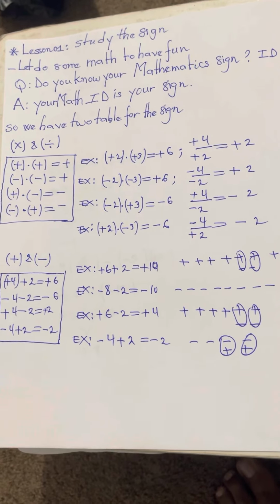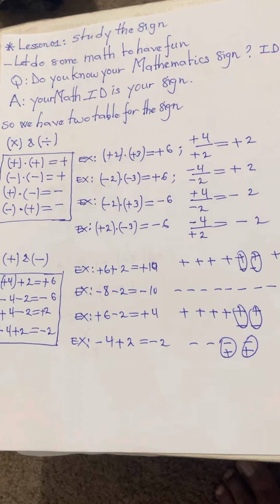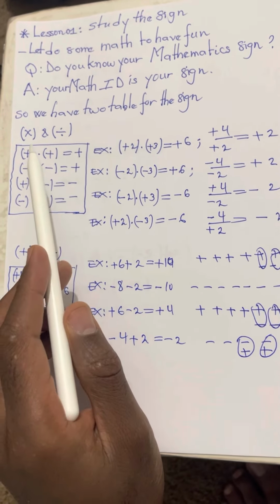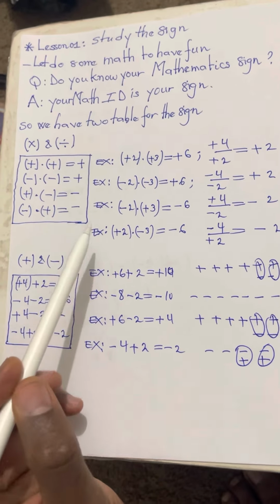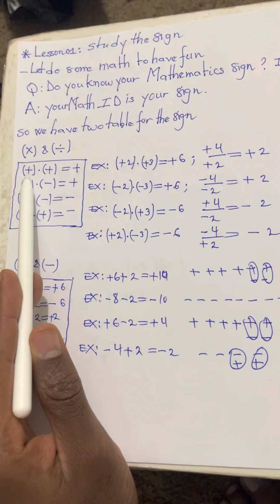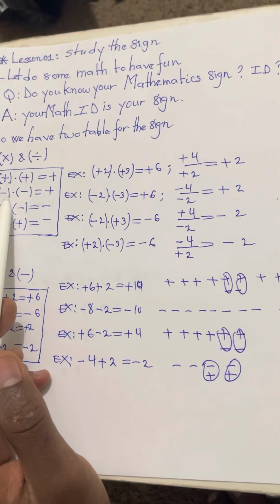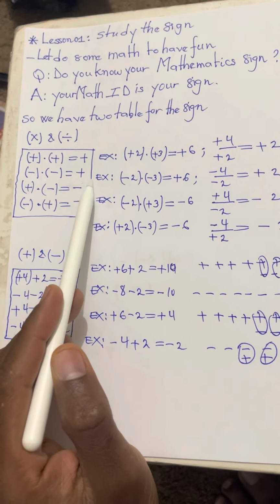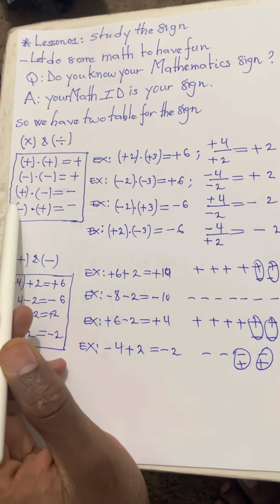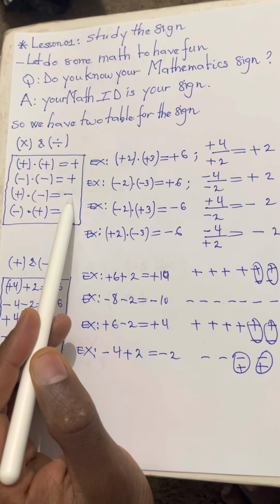As you see on the screen, we have two tables for the sign. Anytime you have a multiplication or a division, this table is involved. For example, when you multiply a positive by a positive, that turns to positive. And when you multiply a negative by a negative, that turns to positive, which is kind of weird, but that's how it is. And when you multiply two different signs, that turns out to negative.